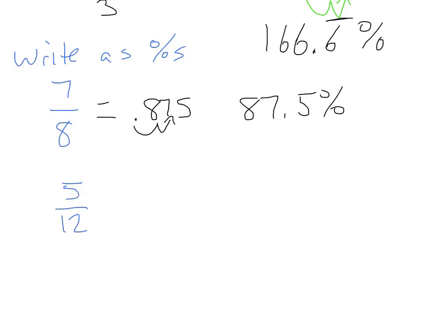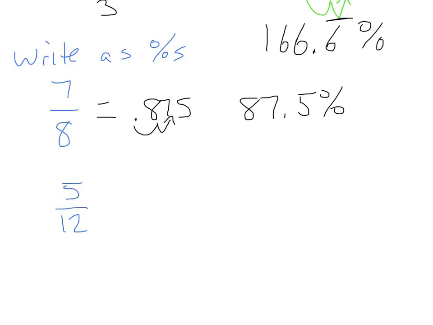Now, how about 5 divided by 12? Well, it should be somewhere around 50%, because I know 5/12 is almost 6/12, and 6/12 is a half, and a half is 50%. So we should get just a little bit under 50%.